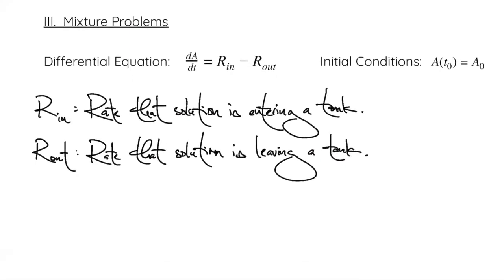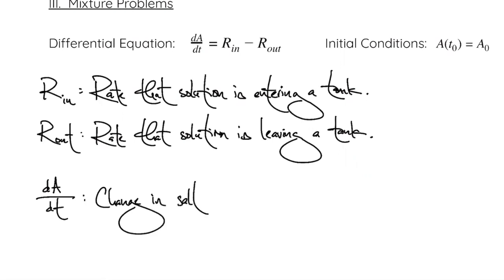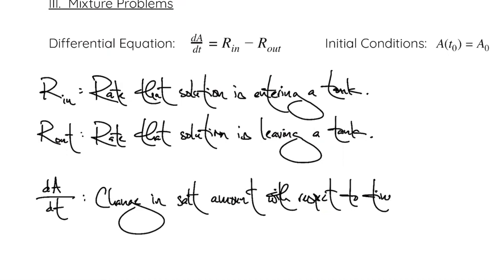Now, the rate in and the rate out are both going to impact the concentration of the solution, meaning how much salt is in that solution. And so dA/dt is going to be the change in salt amount with respect to time. Okay, so dA/dt, our differential part of the differential equation, talks about the change in salt amount with respect to time.